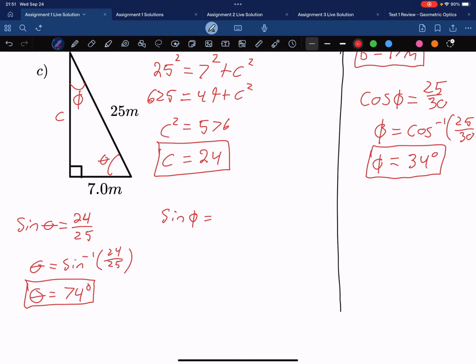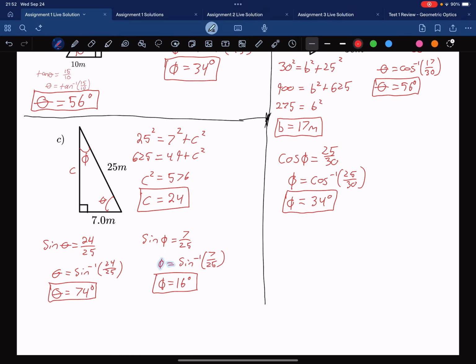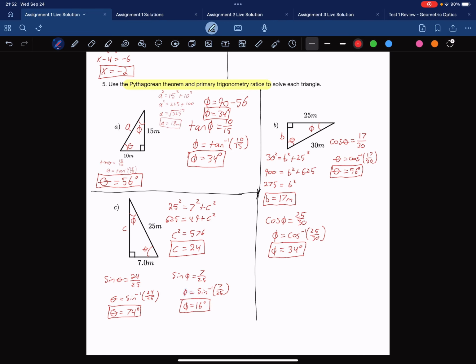In this case, our opposite is 7. That is the opposite side to phi. Our hypotenuse remains the same. We do the inverse sine function, and that leaves us with 7 divided by 25, which gives us 16 point some stuff. Round it to 16. So I believe that was all of question 5. Yes, all of question 5 done.